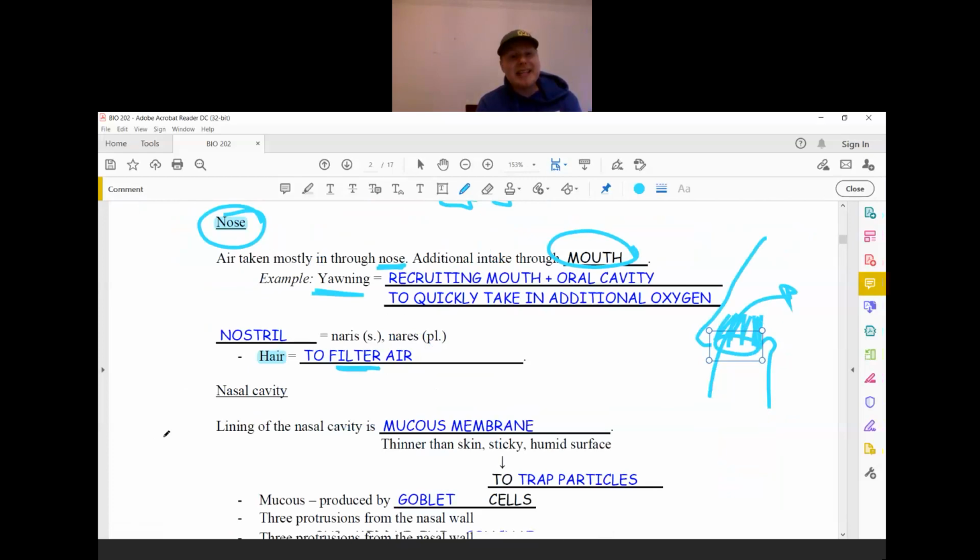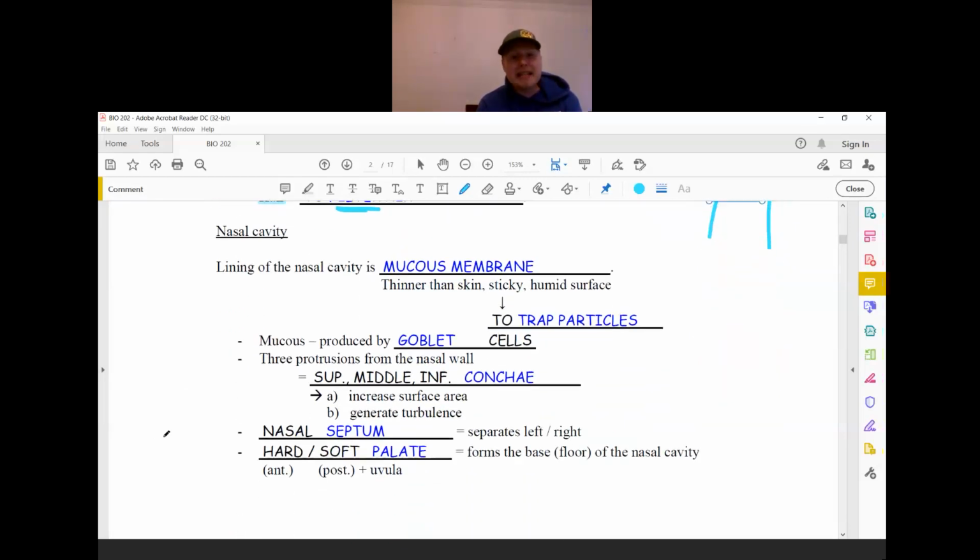Let's have a look at the nasal cavity a little bit. So the nasal cavity is lined by mucous membrane. Whereas we have skin covering all of the outer layers of our body, the inner parts, if you wish, that are still continuous with the external world, such as the respiratory tract, digestive tract, and of course from the other end, the urinary tract as well, the reproductive tract, all of those are lined by mucous membranes.